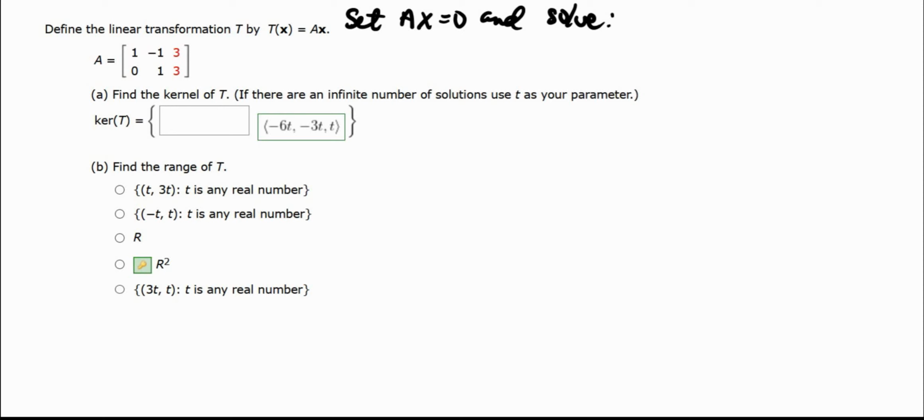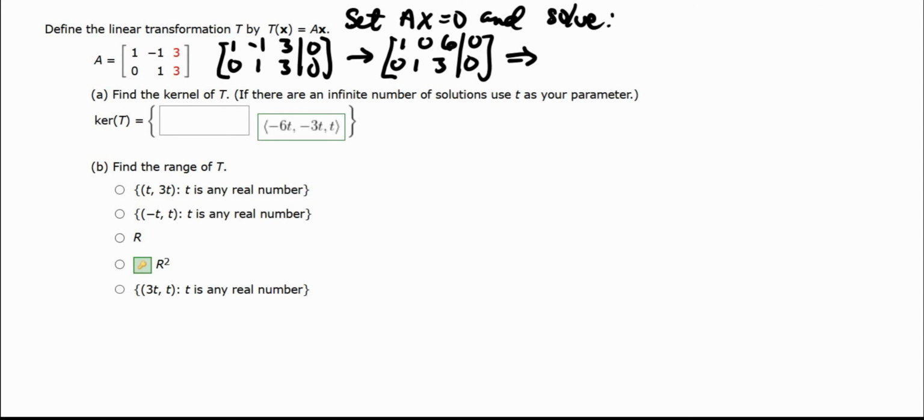So what we end up with, basically, we're going to just try to reduce this one as well. So we have 1, 0, negative 1, 1, 3, 3, 0, 0. I'm going to reduce by adding row 2 to row 1. So we get 1, 0, 6, 0, 0, 1, 3, and 0.